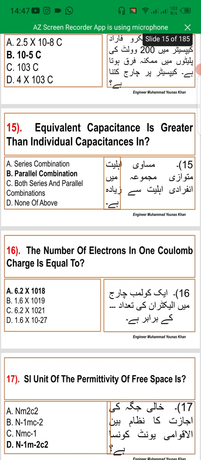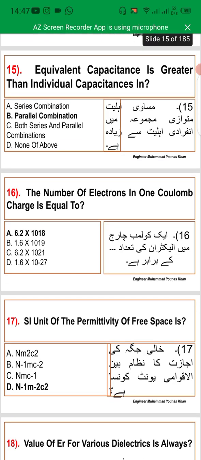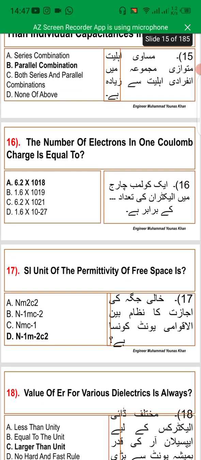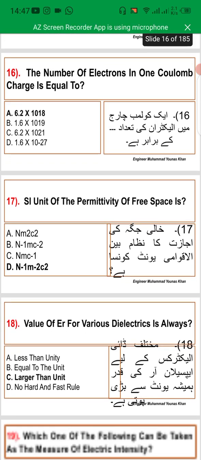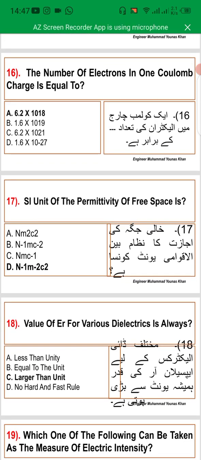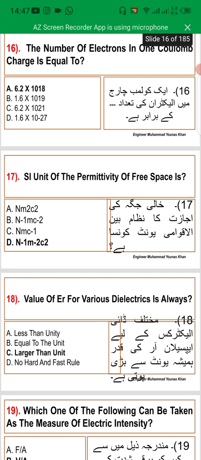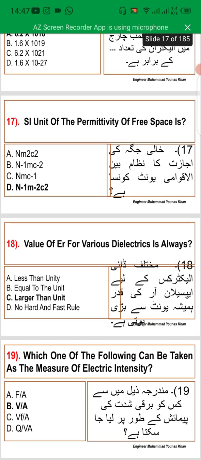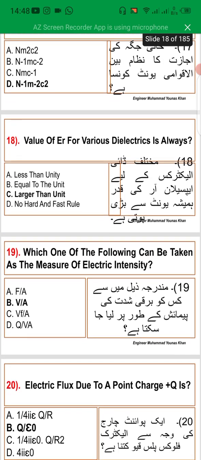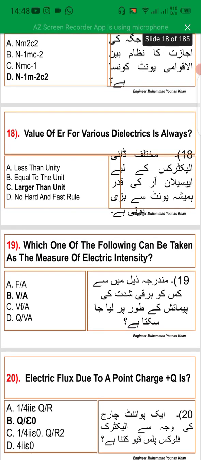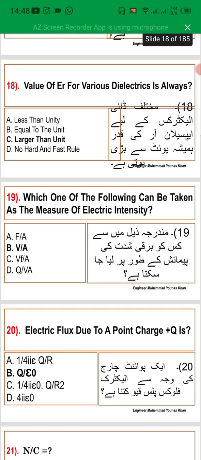Equivalent capacitance is greater than individual capacitance in a parallel combination. The number of electrons in one coulomb of charge is equal to 6.2 × 10^18. A unit of the permittivity of free space is N^-1 m^-2 C^2. The value of the relative permittivity for various dielectrics is always larger than unity.